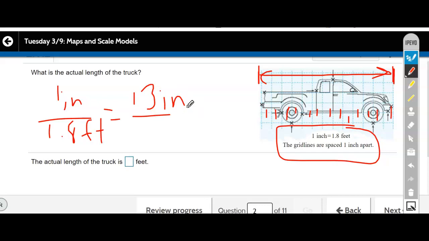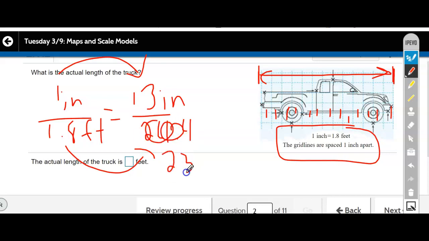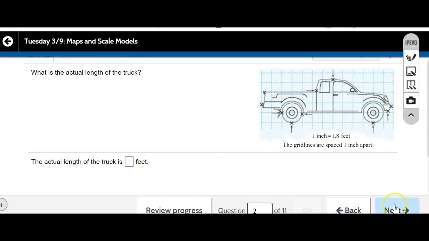So what do I do? Multiply by 13 on top. So I got to multiply 13 on the bottom. What'd you get, Jeremy? 23.4 feet. Not 24.4. 23.4 feet long is that truck. So stuff we've done so far, right? You guys know how to do all that.